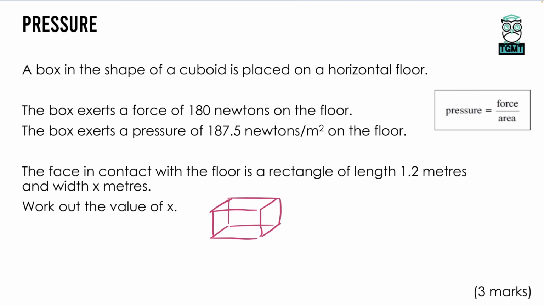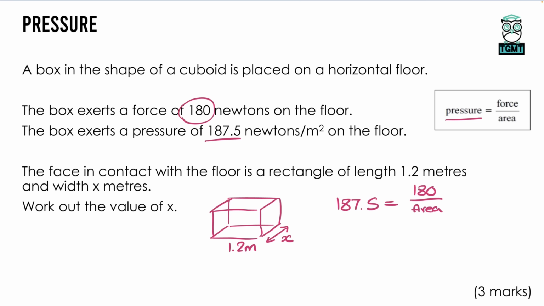The face in contact with the floor is a rectangle of length 1.2, let's label that, and width of x. So we don't know what the width is. Work out the value of x. Now, if we can figure out what the area of that rectangle is, then we can figure out the missing length. So let's have a look at what we've got. Now, we have the pressure at the start of our formula, and we've been told the pressure is 187.5. So that is equal to the force, which is 180, divided by the area. So we'll put the area just below. So we need to figure out what number we have to divide into 180 to get 187.5.